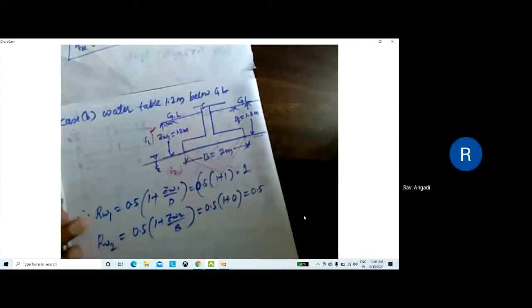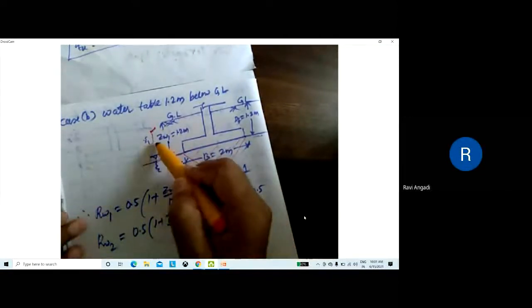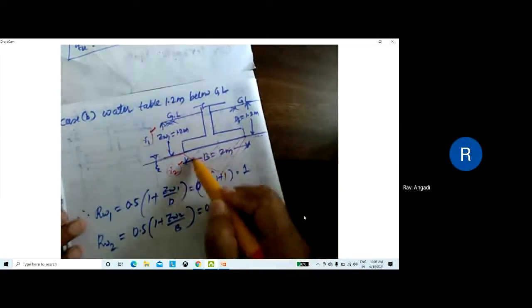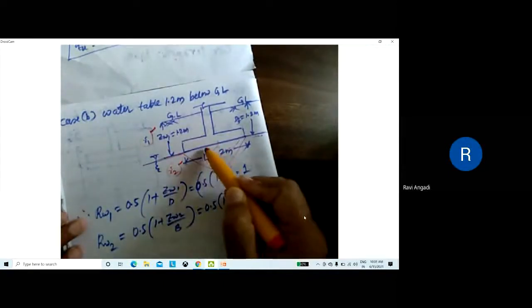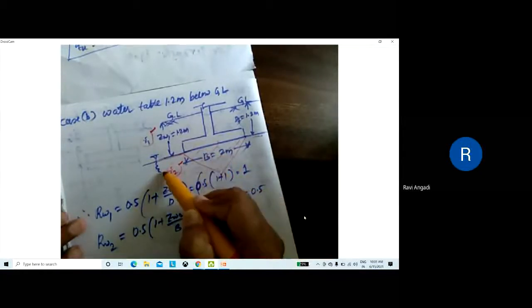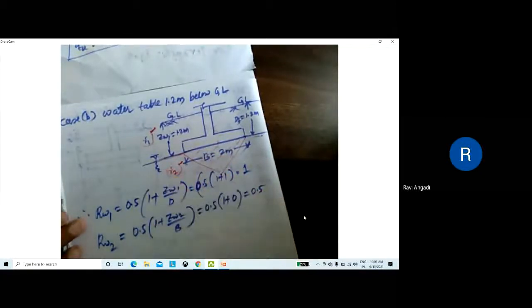This term is the second term. This term is the third term. In the second term, we have to take the dry weight. In the third term, we have to take the wedge weight. Wedge weight means whatever soil is lying beneath the footing, that weight is a submerged weight. Is it clear?